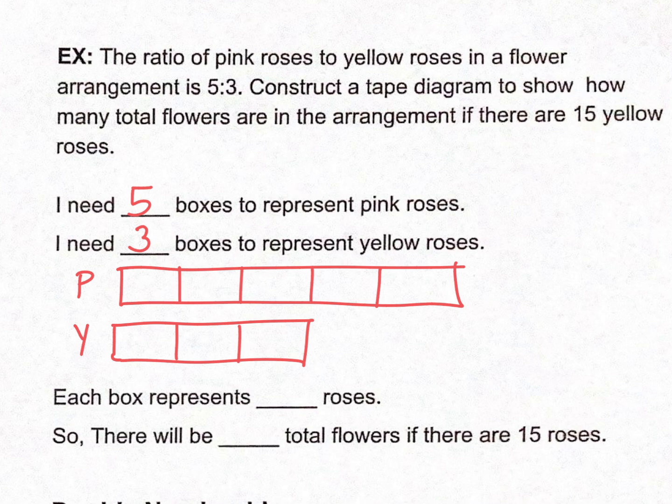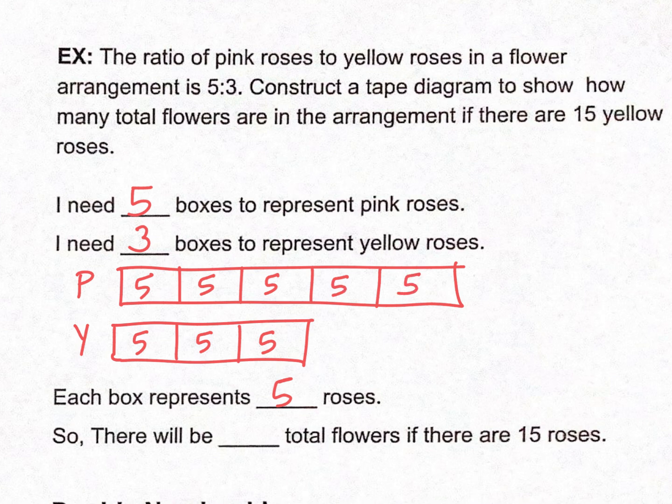So what does that mean each box is going to have to be worth? 5. They're each going to have to be 5 because I need a total of 15 yellow roses. Well, I know that each of those yellow rose boxes is 5. If I need to figure out how many total roses I have between pink and yellow, what are the other boxes going to be equal to? Milo? 5 also. So each of these will also have to be 5.